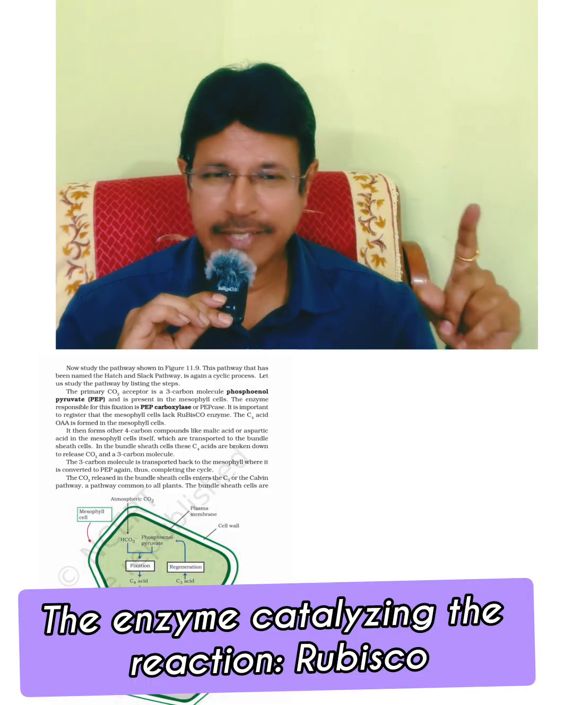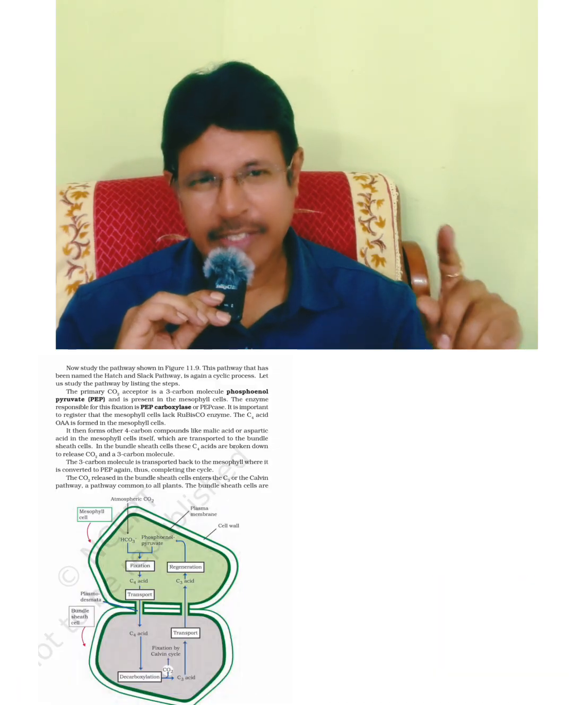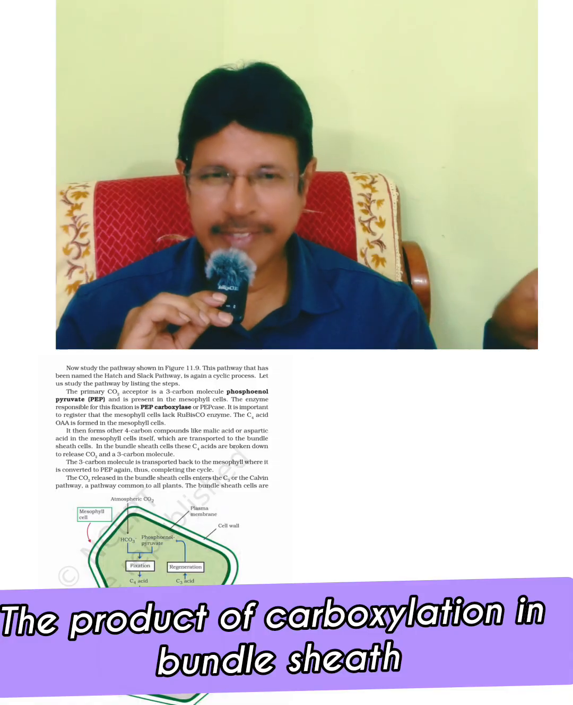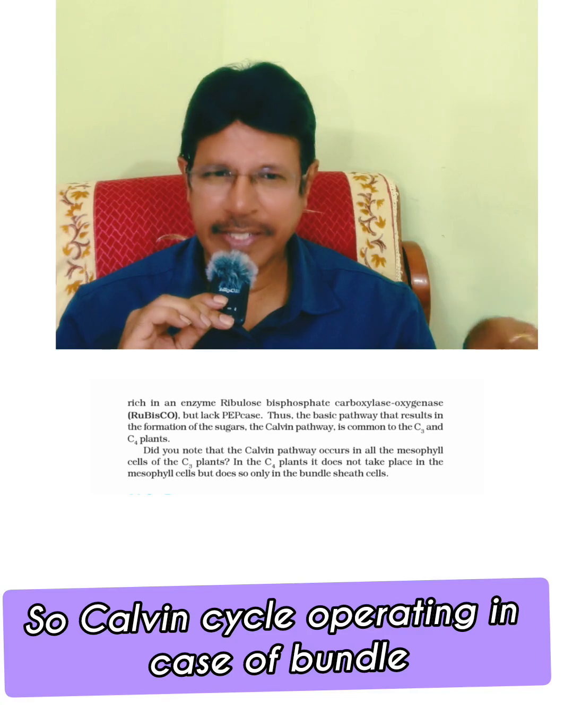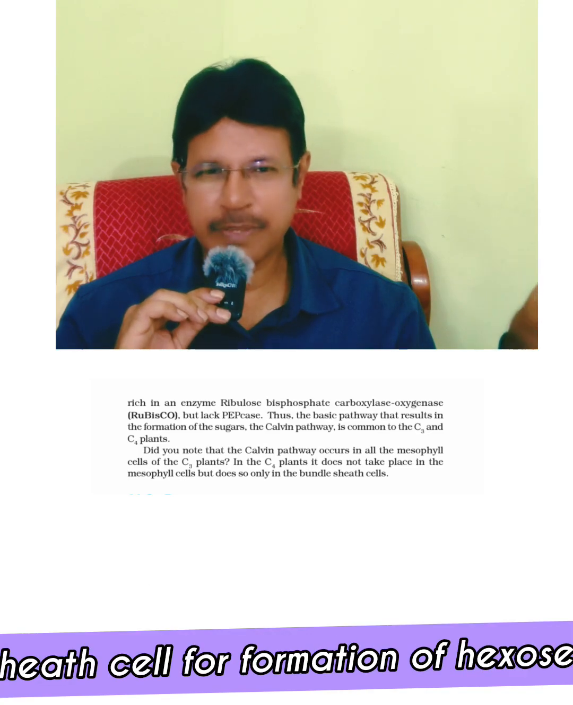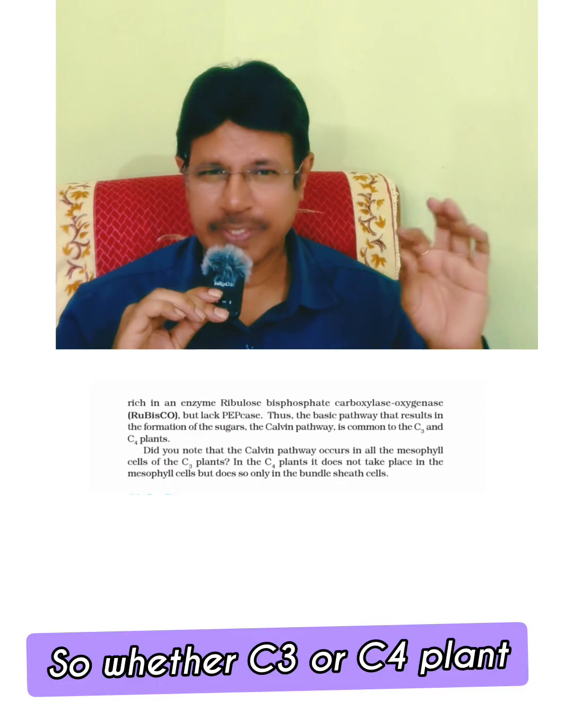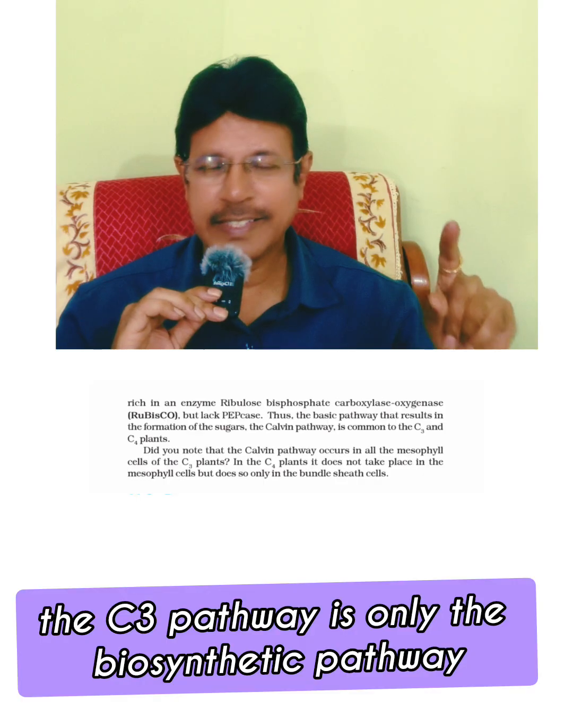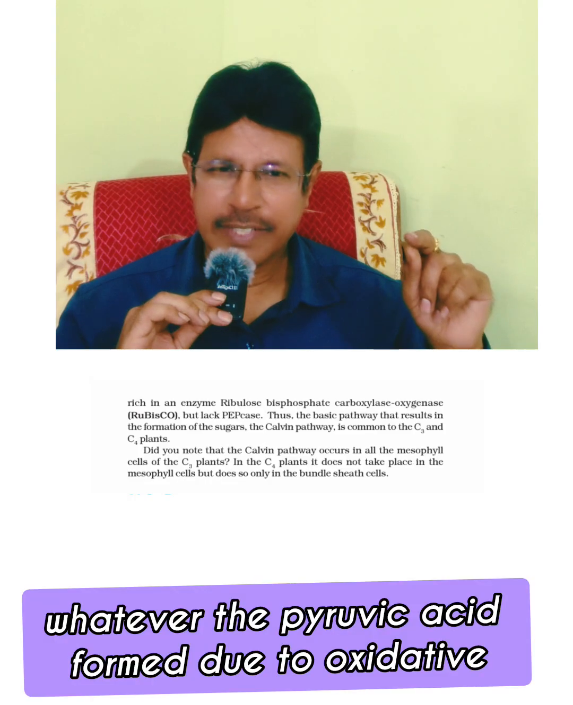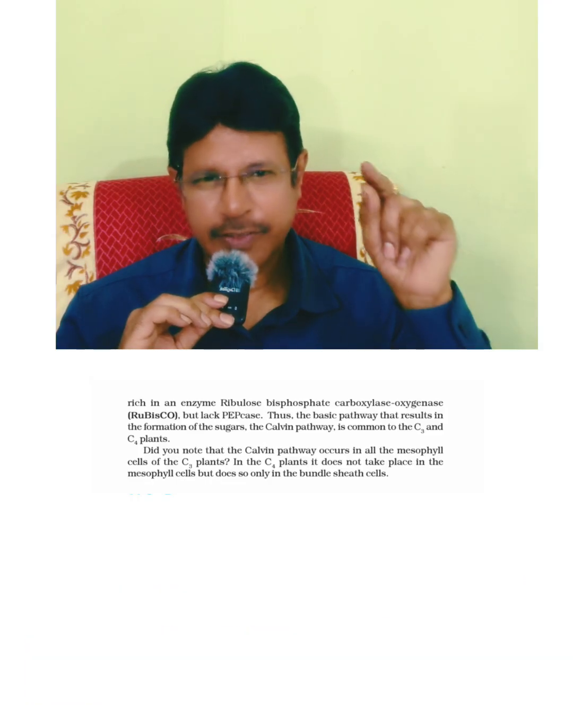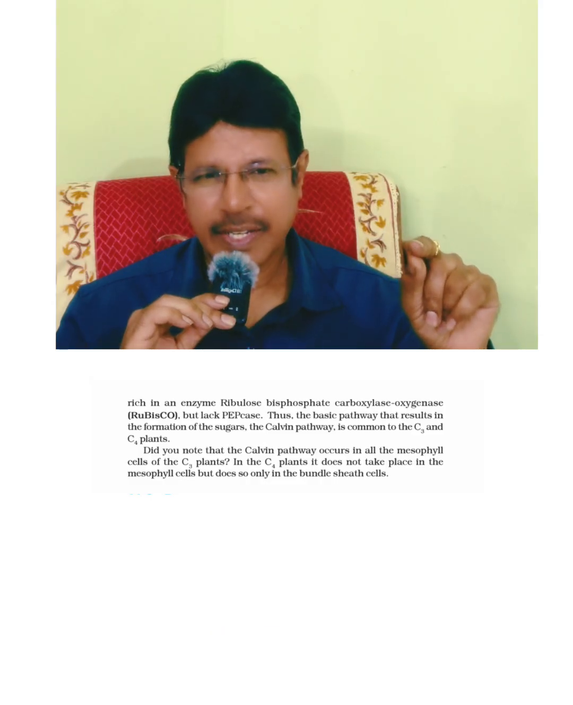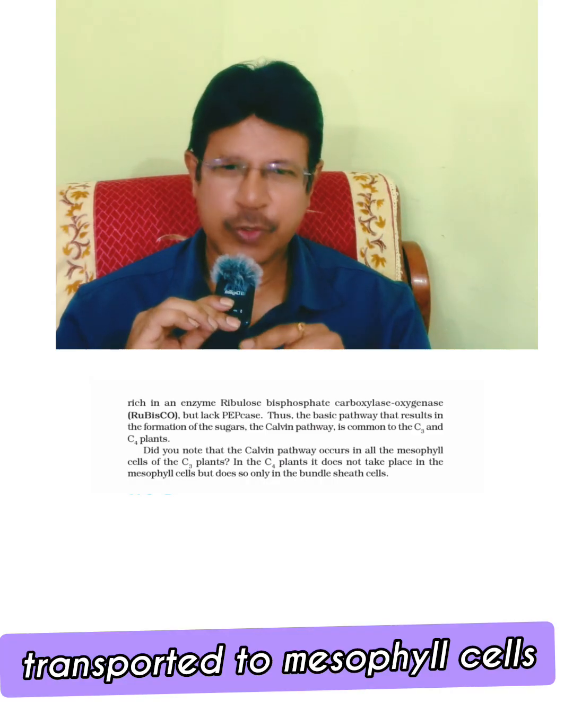The enzyme catalyzing the reaction is Rubisco. The product of carboxylation in the bundle sheath cell is phosphoglyceric acid. So the Calvin cycle operates in the bundle sheath cell for formation of hexose. So whether C3 or C4 plant, the C3 pathway is the only biosynthetic pathway to make the food. Next, the pyruvic acid formed due to oxidative decarboxylation of malate, the 4-carbon acid, is transported to the mesophyll cells.